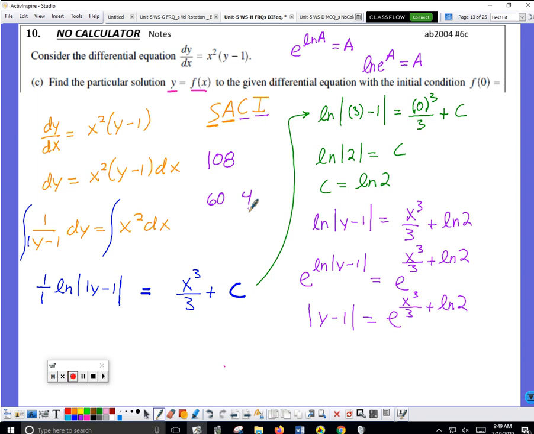A 5 is about 72, only 12 points more. A 3 is about 48, 12 points less. So it's not really a very big window.